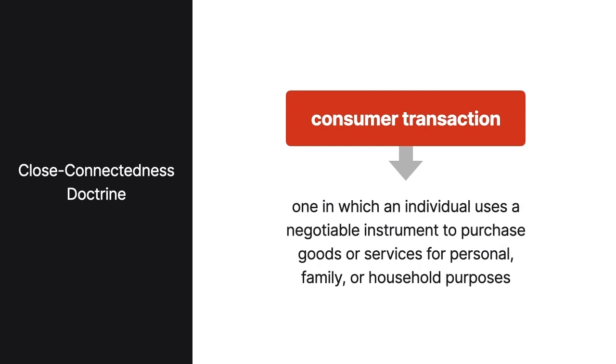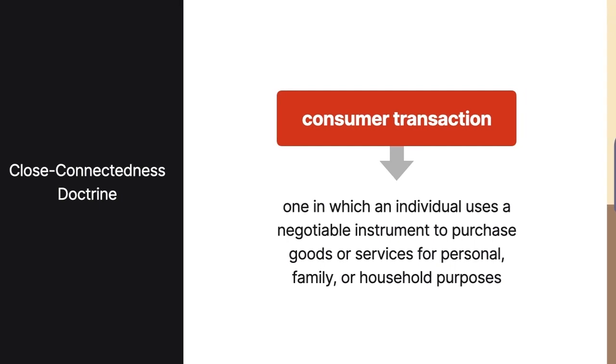The Close-Connectedness Doctrine applies primarily to consumer transactions. A consumer transaction is one in which an individual uses a negotiable instrument to purchase goods or services for personal, family, or household purposes. Historically, some creditors use the holder in due course doctrine to exploit unsuspecting consumers.